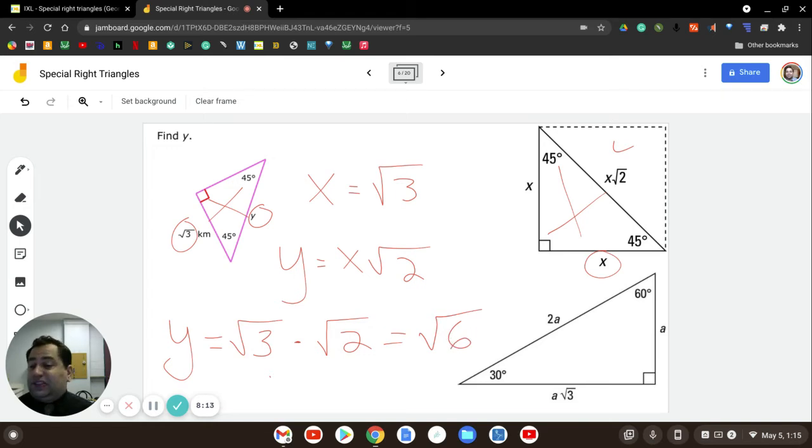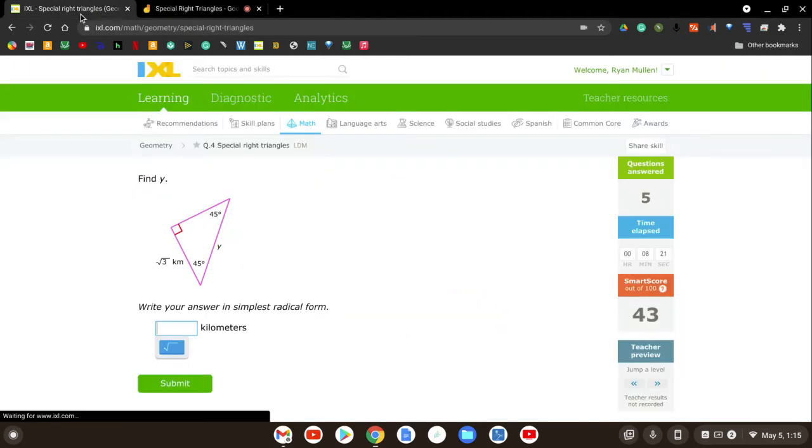So quick check, 6 is 3 times 2. They're both prime numbers. I can't break that up any further, so the answer is the square root of 6.